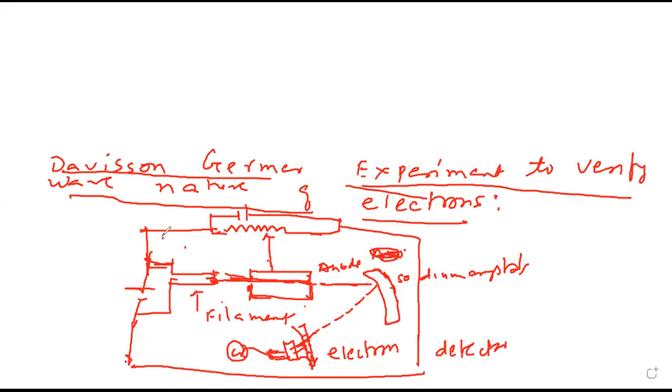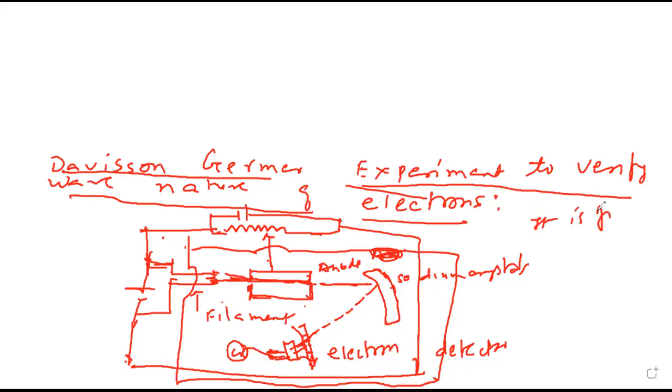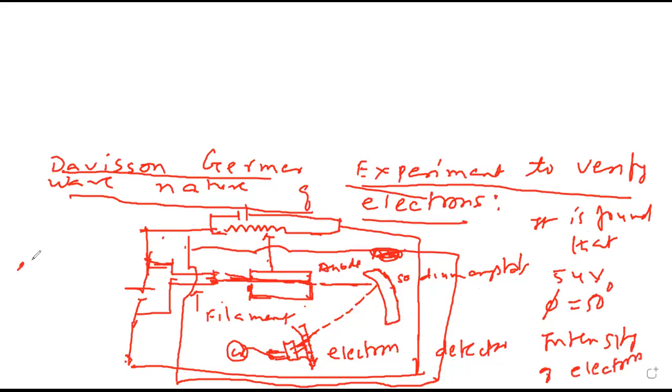The entire arrangement is kept in an evacuated chamber so that electrons do not come out. Here is a diagram. It is found that at 54 volt, when deflection is 50 degree, then the intensity of electron emitted is maximum.